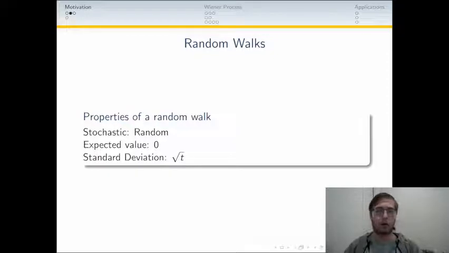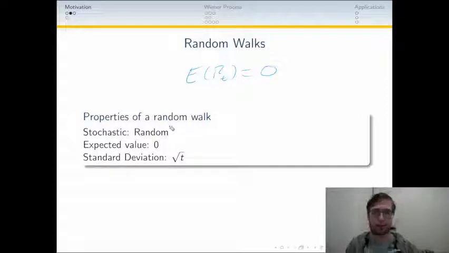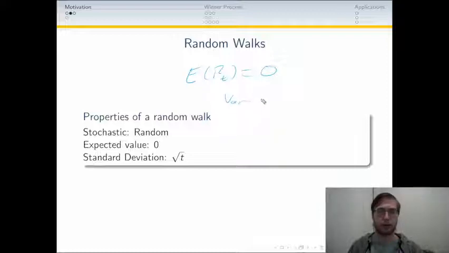So a random walk has three main properties. It is stochastic, and it being stochastic means it's random. It has an expected value of 0, so if we have a random walk R_t, then its expected value at time t is going to be 0. This does not mean it's going to have a value of 0, it's just that on average it will be 0. And its standard deviation is proportional to the square root of t, which also means the variance of our random walk, R_t, will be proportional to t.